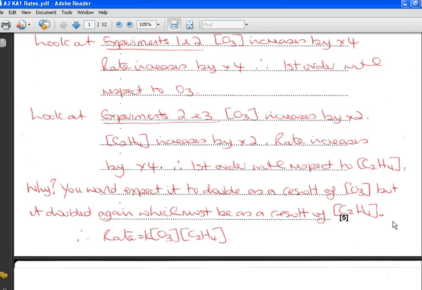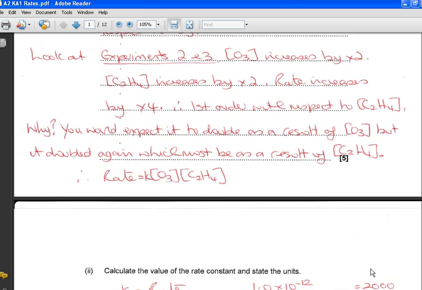Now, you need to be able to explain this clearly. It's quite categoric, and lots of A2 questions are like this, where they want a clear explanation. And then don't forget to write the rate. Once you've deduced the orders, write the rate equation.